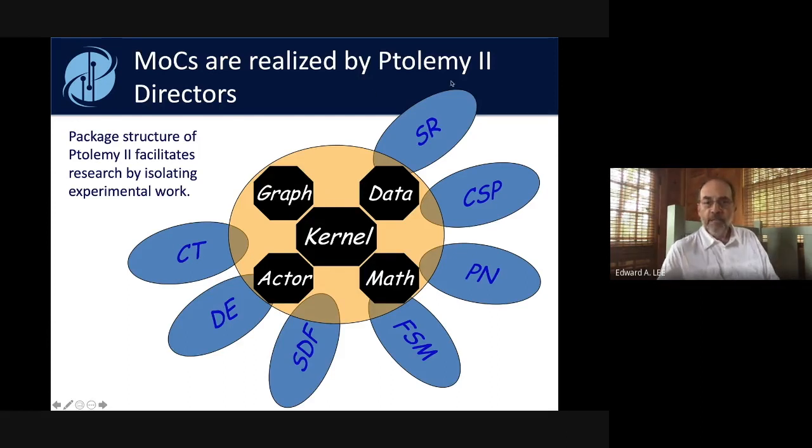So built around this central infrastructure, there's then what we call the domains, which implement the particular models of computation. So for example, the discrete event domain, which I showed a little snippet of, is realized by a discrete event director and a few other Java classes, plus a library of components.